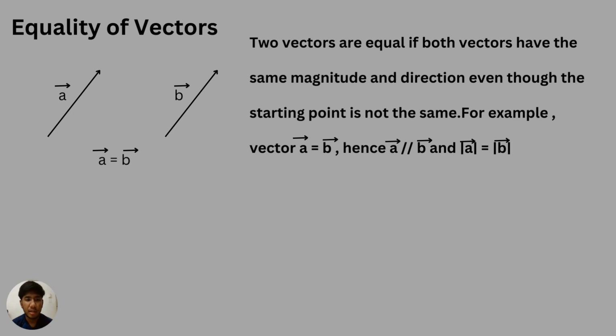Equality of vectors. Two vectors are equal if both vectors have the same magnitude and direction, even though the starting point is not the same. For example, vector a with arrow above equal b with arrow above, hence a with arrow above is parallel to b with arrow above, and magnitude of a with arrow above equal magnitude of b with arrow above.